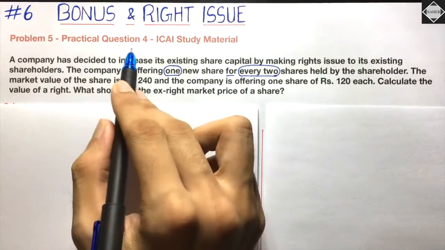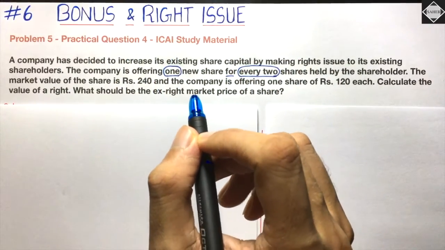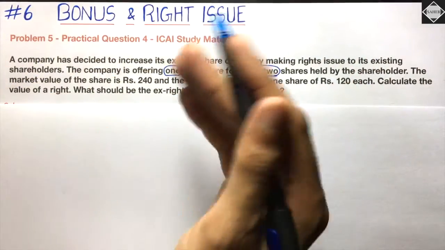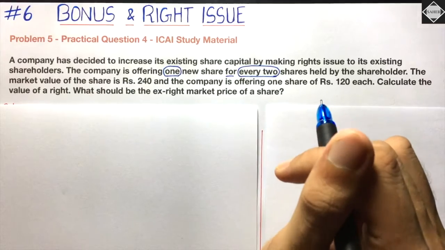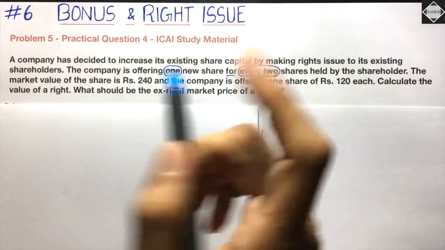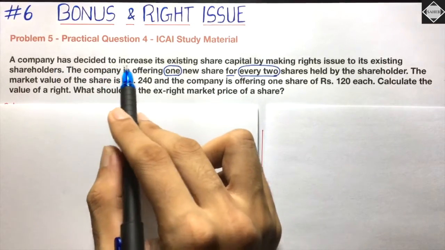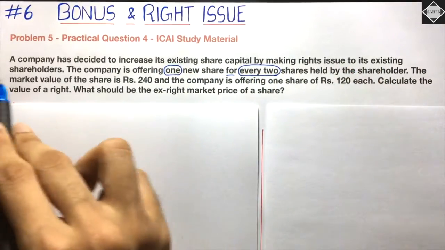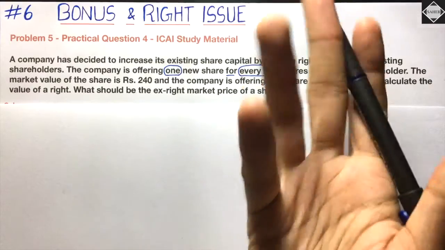This is practical question number 4 of the ICAI study material, but of our series, this is our fifth problem, considering the bonus problems also which we have solved in the previous videos. Okay, fine. So let's read this. A company has decided to increase its existing share capital by making a rights issue to its existing shareholders. The company is going for a right issue.